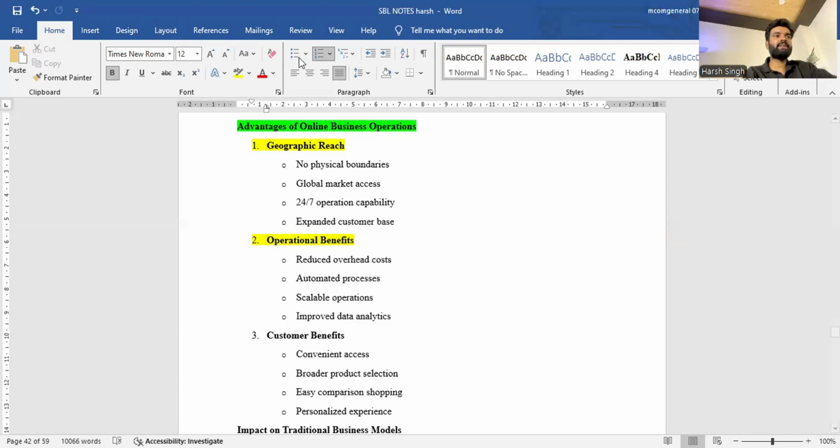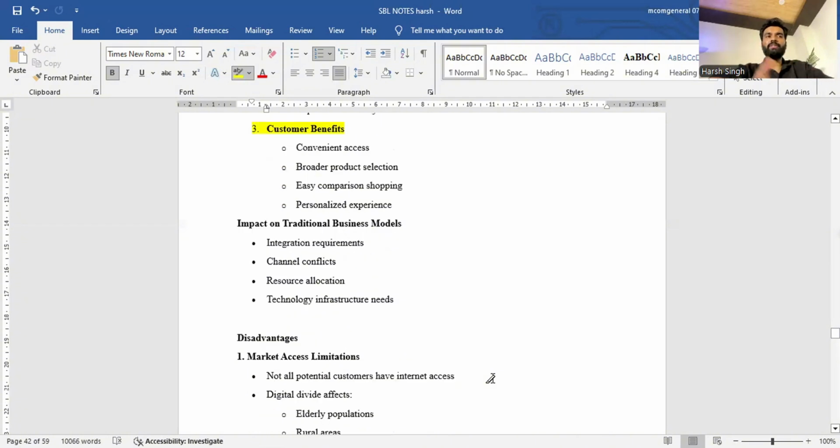After that, we have the customer benefits. This type of technology is even beneficial for the customers. As a customer, I can order from any place and at any time. I don't have to worry about the size I need to buy, because if I'm on Myntra, Myntra gives me the recommendation that for her this is the size of shoe. So it actually makes it very convenient for me. Correct. These are certain advantages of online business.